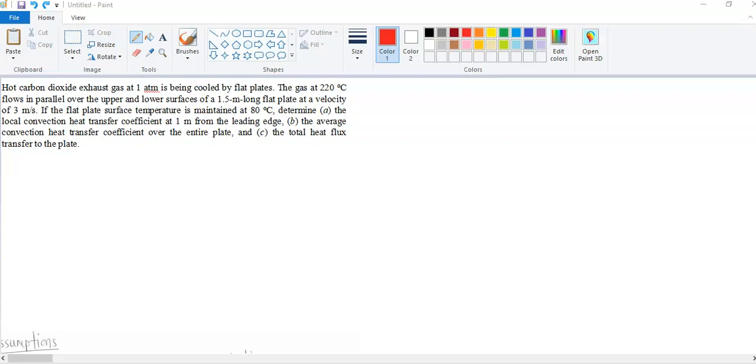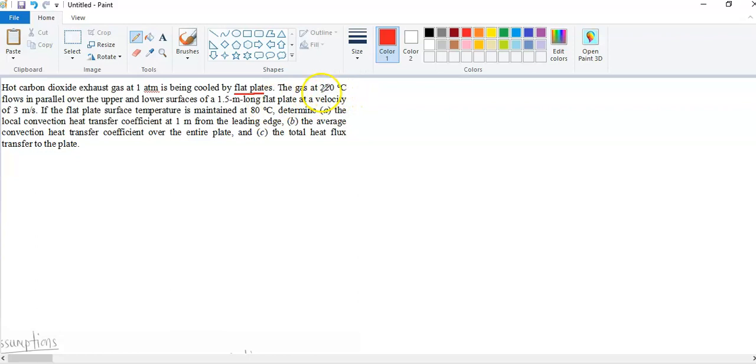So this is the second question we will solve today. Let's read the question first and try to understand. It is a hot carbon dioxide exhaust gas at 1 atm pressure that is being cooled by flat plates. This is our interest: whether it is a flat plate, a vertical plate, or a cylinder, whatever it is. So what we have is carbon dioxide gas being cooled by a flat plate.